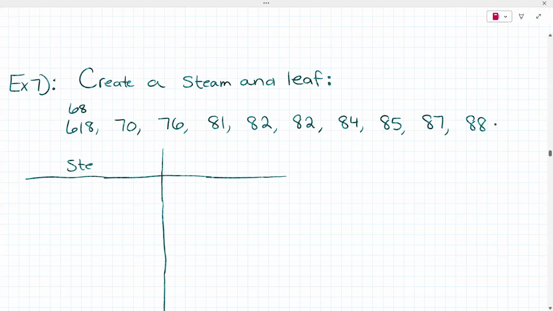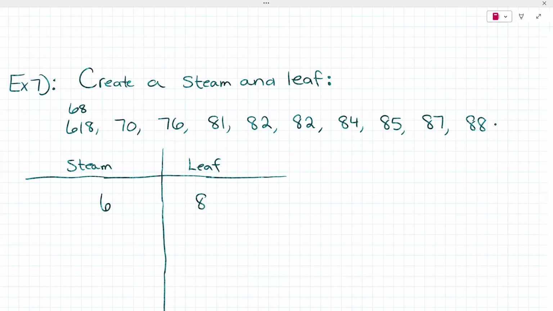Here's your stem. Here's your leaf. So we're going to replace anything with the 60s. So we only have numbers in the 60s. That would be 68. We're going to replace that with 6 on the stem. And since we're going by tens, the leaf will be 8.